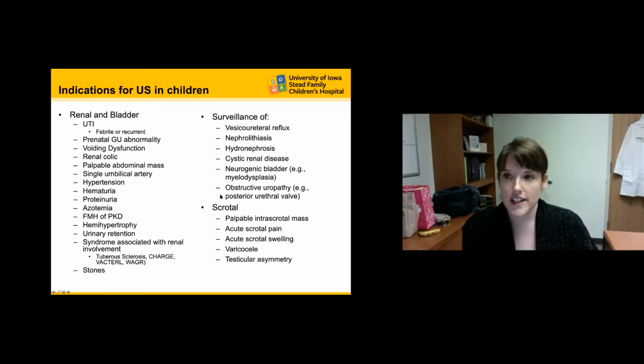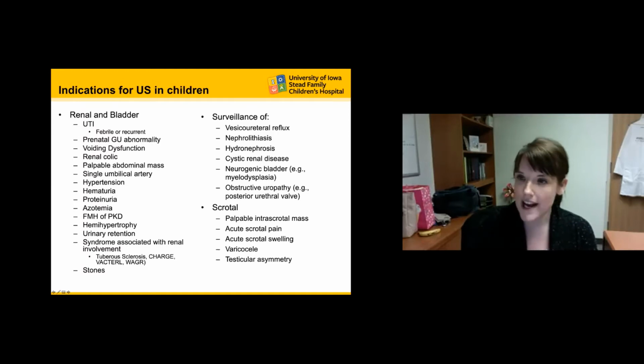This is a pretty extensive list of indications for ultrasound in children. Today I'm going to be focusing on renal ultrasound and ureteral ultrasound for the most part, but we also use ultrasound in urology for other indications, including scrotal masses, because of its ease, lack of radiation, and cost. These are indications for ultrasound in kids, definitely not an exhaustive list by any means. I'm sure there are other indications that you can think of.